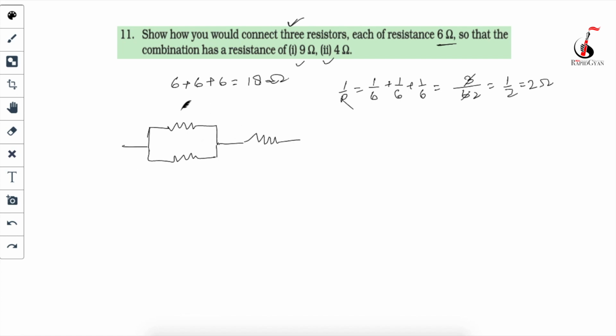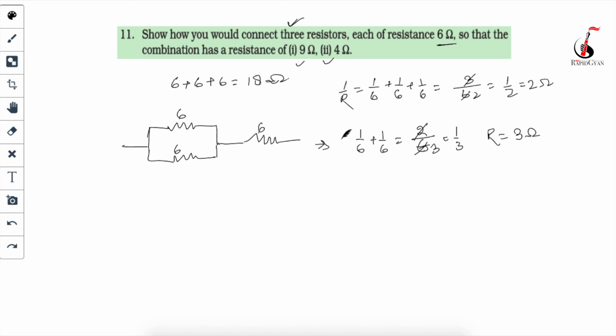Okay. So this is 6, this is 6, this is 6. So first let's solve the parallel one. So parallel one, if I am going to solve, what will I get? 1 upon 6 plus 1 upon 6, which is equal to 2 upon 6, that is equal to 1 upon 3. So the value of R will become 3 ohm.